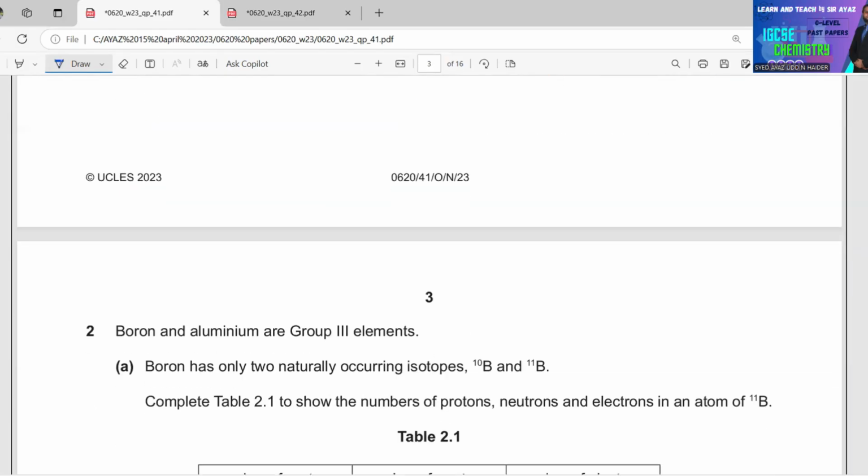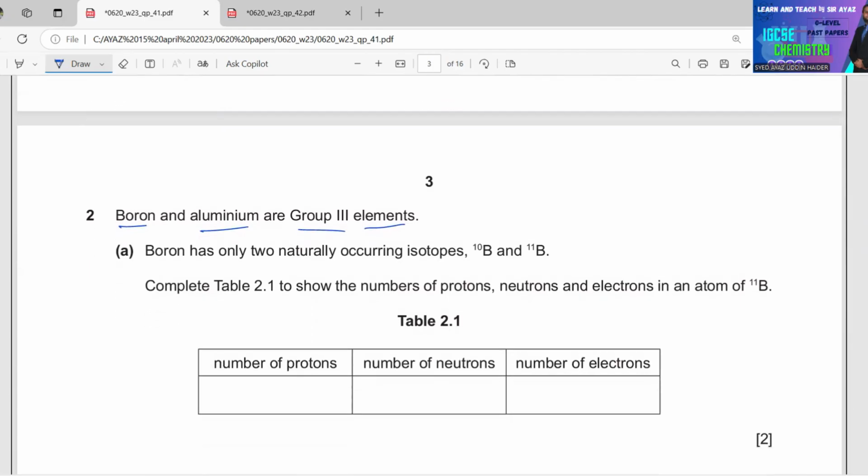Moving to the next question. Number 2, boron and aluminium are group 3 elements. Part A. Boron has only 2 naturally occurring isotopes, B10 and B11. Complete table 2.1 to show the numbers of protons, neutrons, and electrons in an atom of B11.